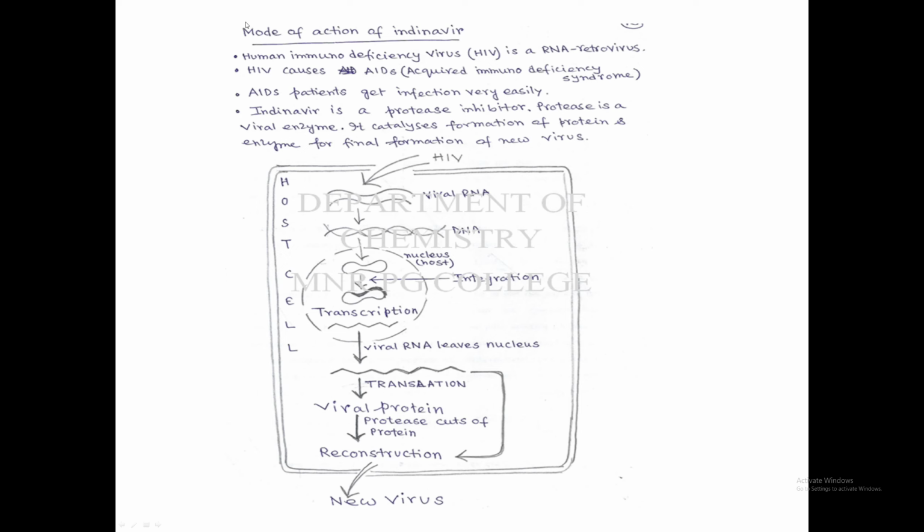Now next is the mode of action of indinavir sulfate. Indinavir sulfate is an antiviral drug and it is active against HIV, human immunodeficiency virus, and just like coronavirus, it is an RNA virus, and when this virus comes inside the human body, it leads to the disease called AIDS. The full form of AIDS is acquired immunodeficiency syndrome.